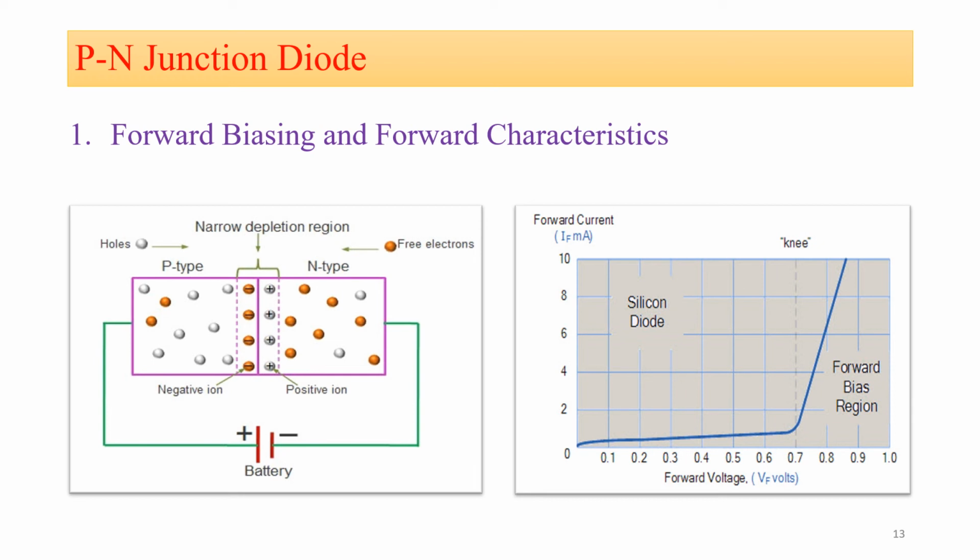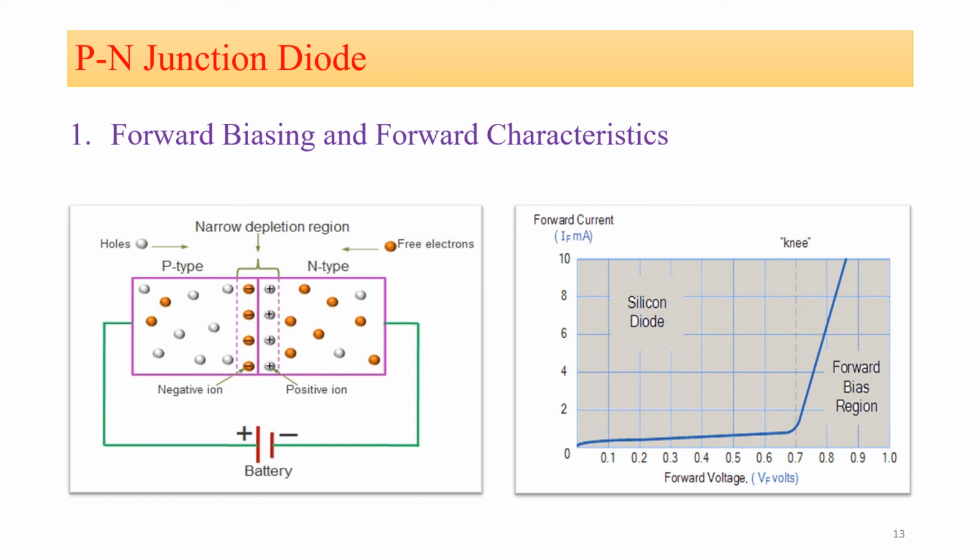So there will be recombination of electrons and holes, so the current will start flowing from the positive terminal of the battery to the negative terminal of the battery. This is how to conduct your p-n junction diode in forward bias condition. Now the second picture shows the forward characteristics of the p-n junction diode.